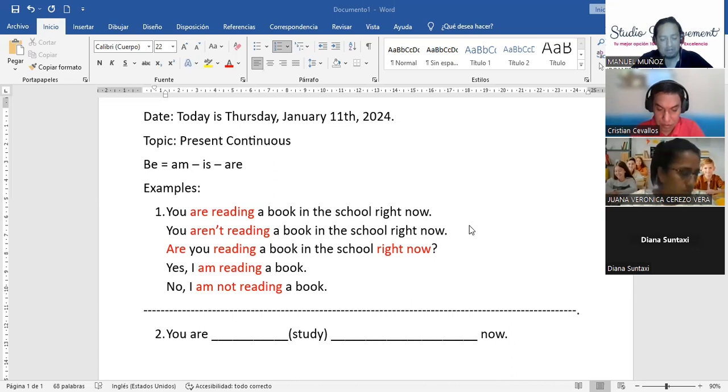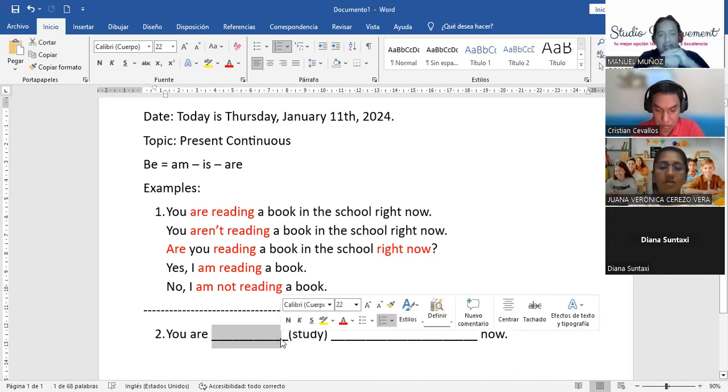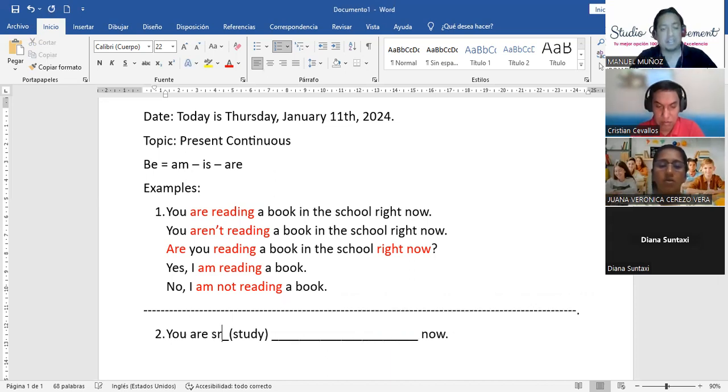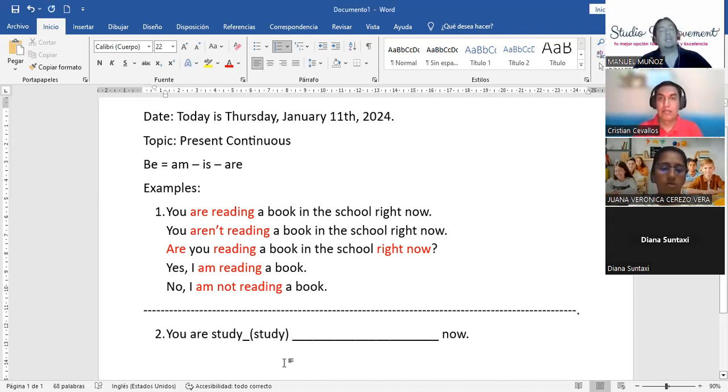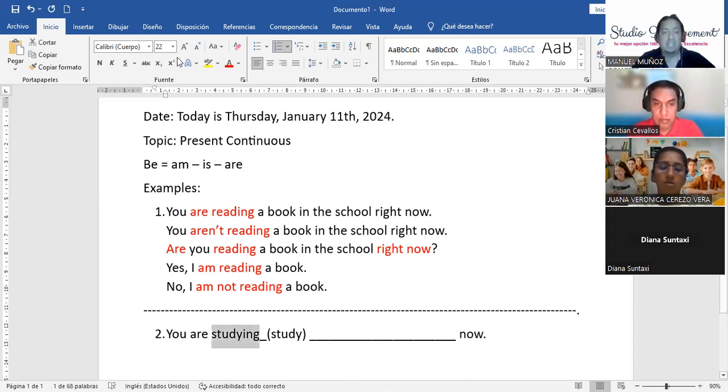A ver, ¿en qué se equivocaron, please? Okay, a ver, please. ¿Qué pasó ahí? Use it for the analyze, for the verb. Les di el verbo study, okay? Tengo you are. Si me dice you are is a verb to be, exactly, use it for the study. In this study, ¿y qué me dice la regla? Cuando el verbo termina en ye, use it for plus ing. Simplemente añado ing, nada más.